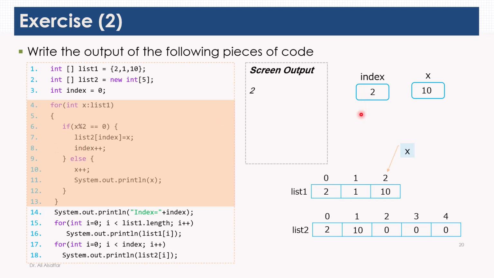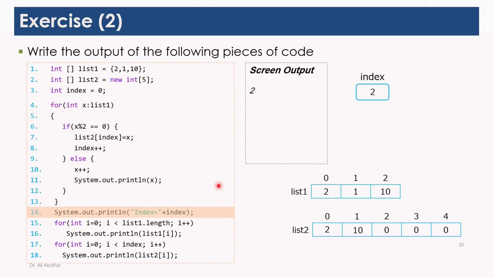After the loop is finished, we are now in line 14. In line 14, we have a print statement. It is printing a message index equal to, followed by the value of index, which is equal to 2, and this is the output.